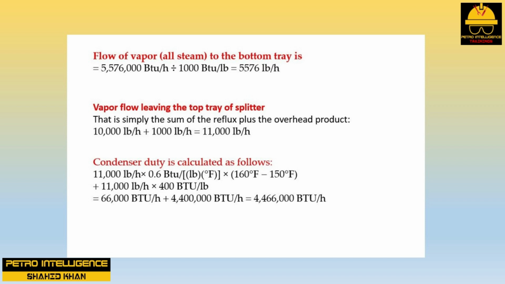What about the vapor flow leaving the top tray of our splitter? That is simply the sum of the reflux plus the overhead product. 10,000 pound/hour plus 1,000 pound/hour equals 11,000 pound/hour. Condenser duty is calculated as follows. 11,000 pound/hour times 0.6 BTU per pound degree F times 160 to 150 degrees Fahrenheit plus 11,000 pound/hour times 400 BTU per pound equals 66,000 BTU per hour plus 4,400,000 BTU per hour equals 4,466,000 BTU per hour.